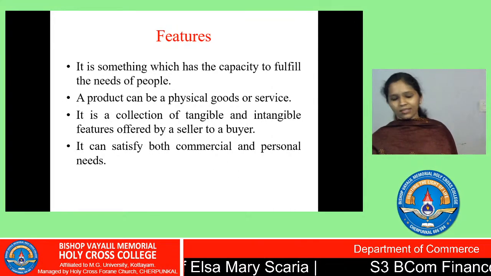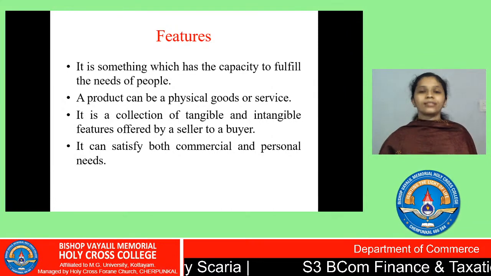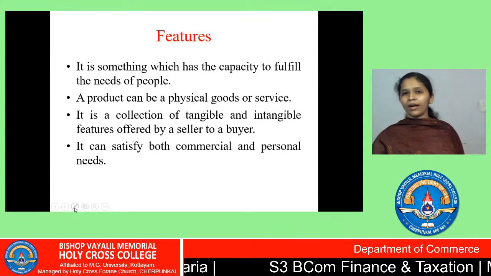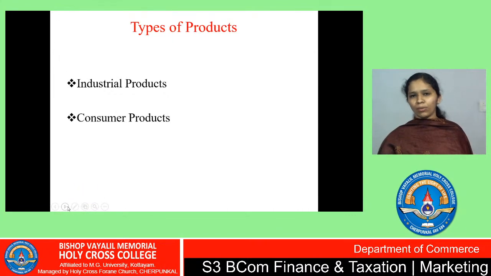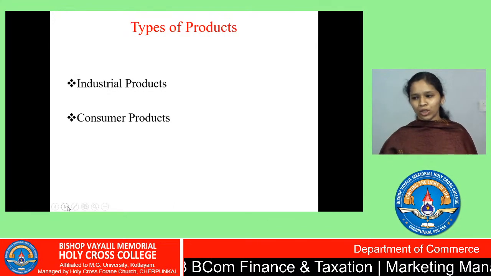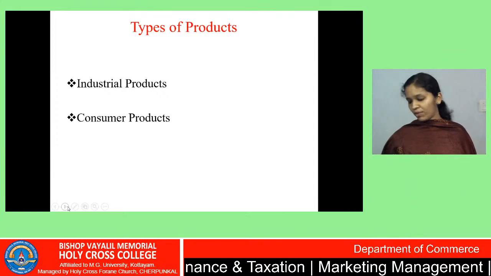Then the classification of products or types of products. Basically, the products are divided into two: industrial products and consumer products. So major classification: industrial products and consumer products. Let's see each one by one.